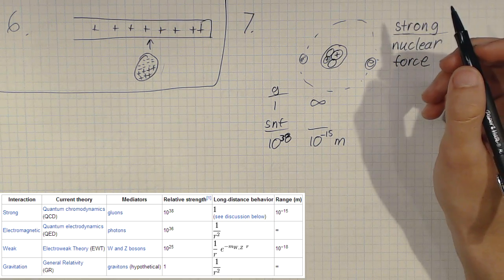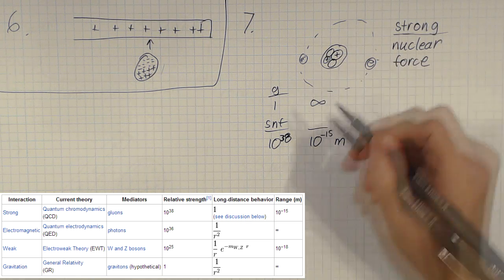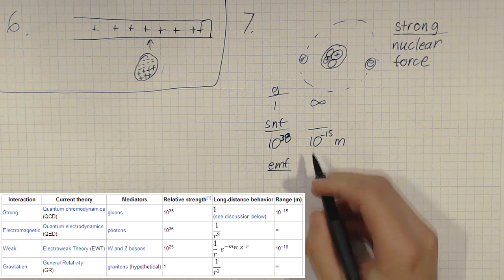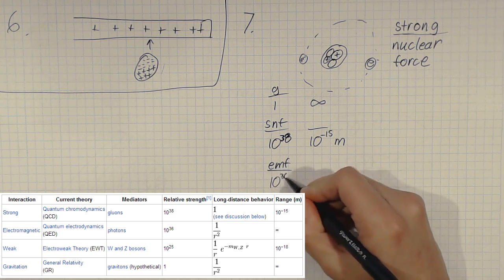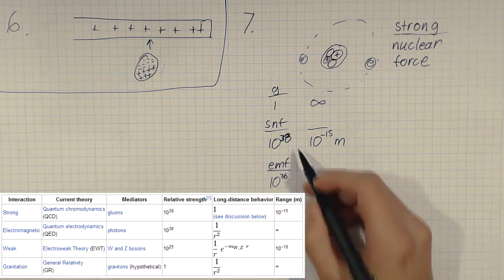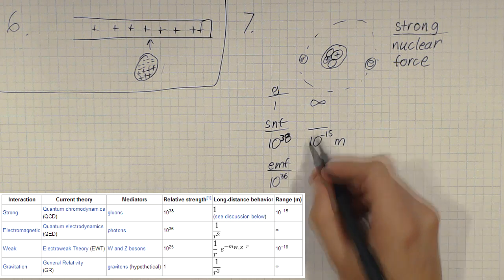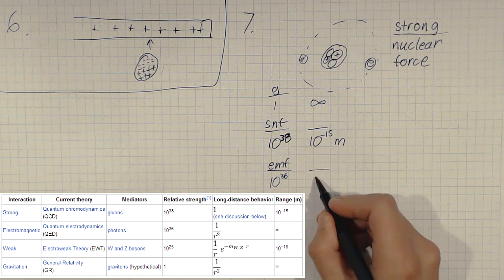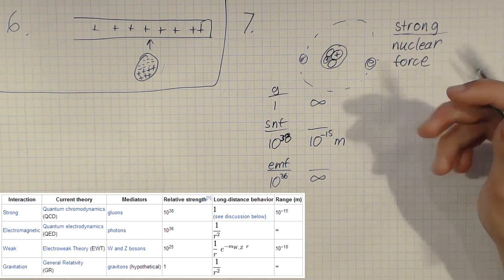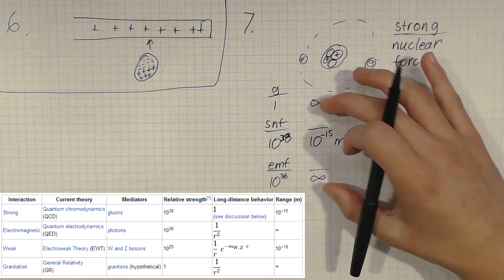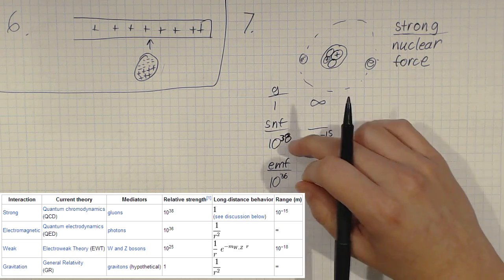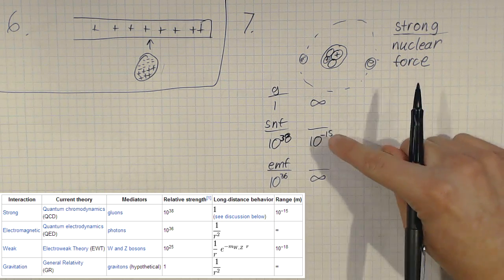Now, the force holding electrons to the atom is the electromagnetic force, which has a relative strength of 10 to the 36th. So it's still a ton stronger than gravity, but it's 100 times weaker than the strong nuclear force. But unlike the strong nuclear force, and like gravity, it has an infinite range. So electromagnetic force and gravity act on an infinite range. Gravity is very weak. Electromagnetic force is very strong, and the strong nuclear force is even stronger, but it acts on a very short distance.